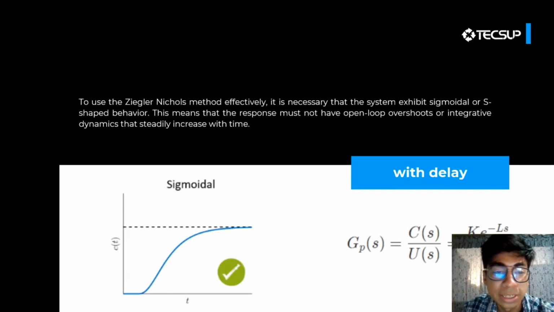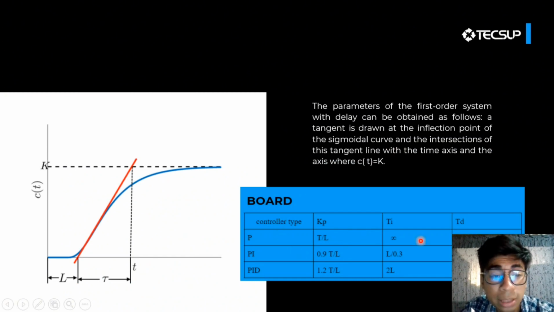Now I will continue the presentation where we have a sigmoidal signal. To use the Ziegler-Nichols method effectively, it is necessary that the system exhibit sigmoidal or S-shaped behavior. This means that the open-loop response must not have overshoots or integrative dynamics that steadily increase with time. Here we have the first method, where the parameters of the first-order system with delay can be obtained as follows. A tangent is drawn at the inflection point of the sigmoidal curve, and the intersections of this tangent line with the time axis and the axis where c equals K are found.